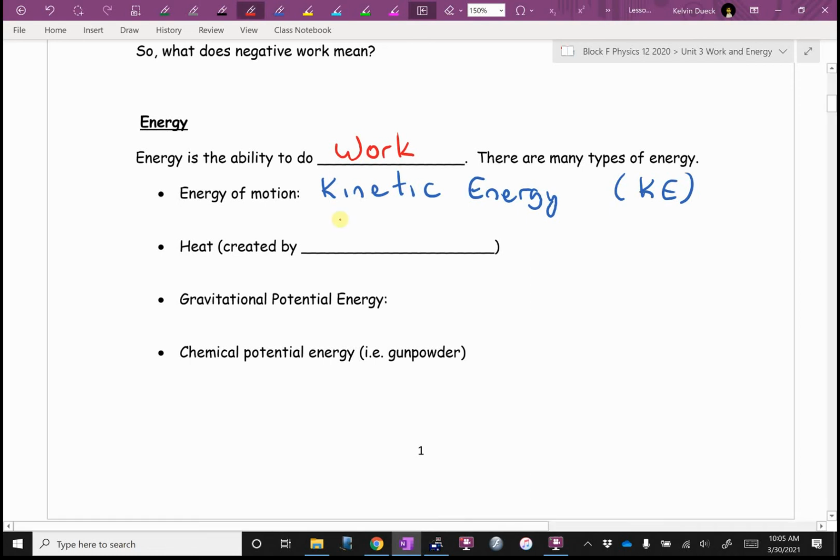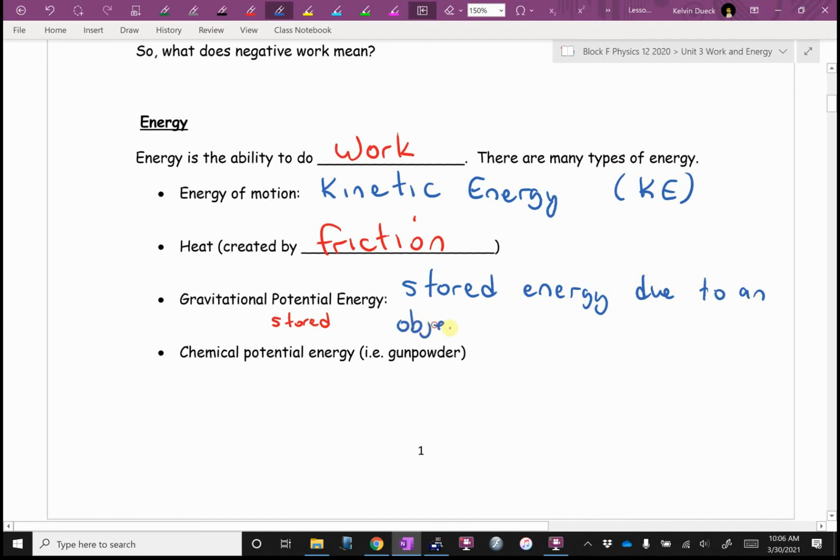Another form of energy is heat, usually created by friction. Another form of energy is gravitational potential energy. Now, potential means stored. So gravitational potential energy is stored energy due to an object's height. I'm going to write that down. Stored energy due to an object's height.